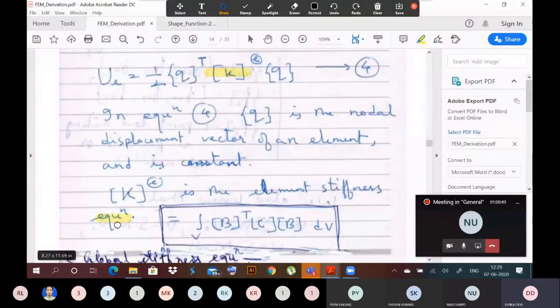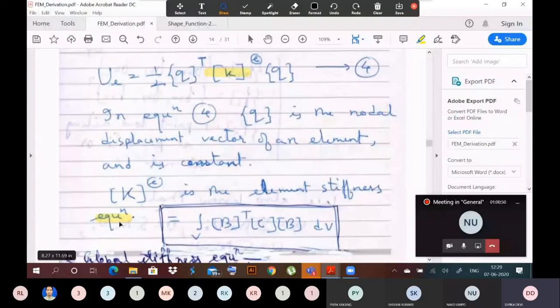This is the element stiffness matrix. The element stiffness matrix is equal to the integration over volume of B transpose C B dV. So if we know this expression for B and C for a given element, we can find the expression for K of that element, the stiffness matrix of that particular element.